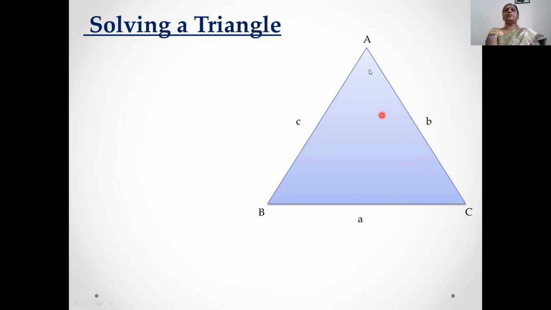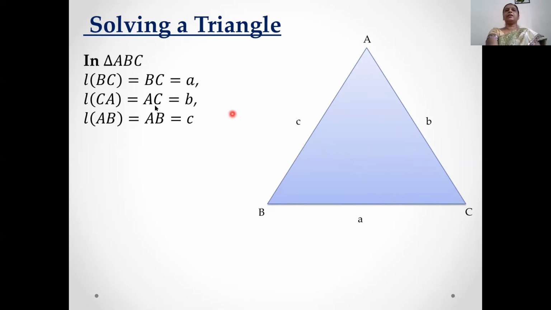Also, if this is vertex A, it means this is angle A, this is angle B and this is angle C. Now in front of angle A, I have denoted this side BC by small letter a. In front of angle B, the side is AC, denoted by small letter b, and in front of angle C, side AB is denoted by small letter c.